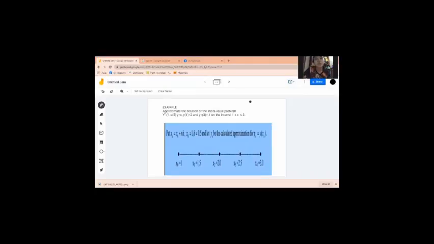Approximate the solution of the initial value problem y'' minus (1 minus x over 5) y equals x, y(1) equals 2, and y(3) equals negative 1, on the interval 1 less than or equal to x less than or equal to 3. So put x sub n equals x plus nh, x equals 1, h equals 0.5, and let y sub n be the calculated approximation for y sub n equals y of x sub n.